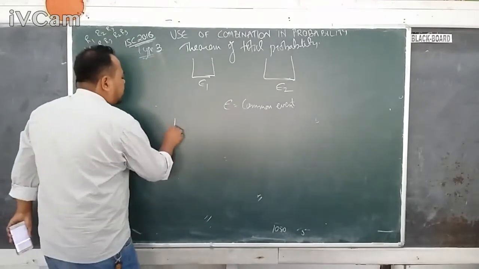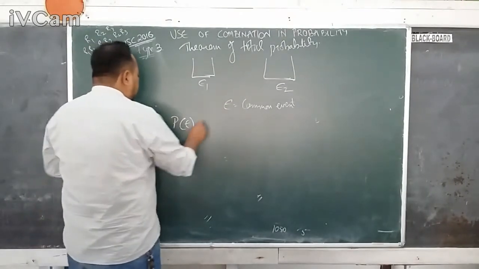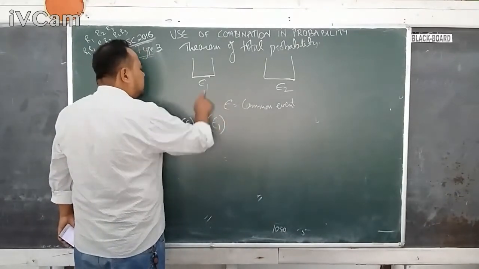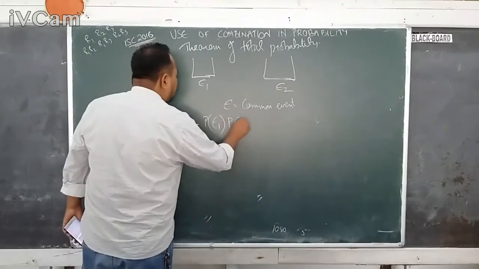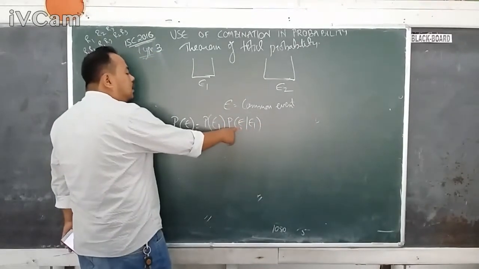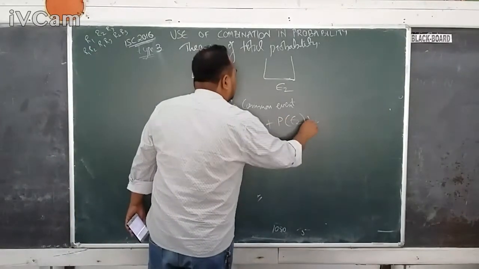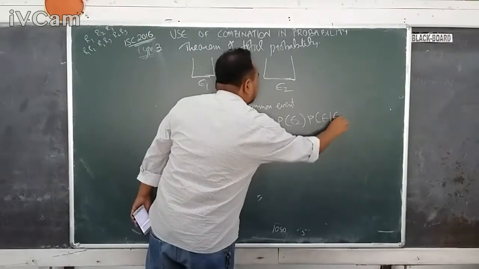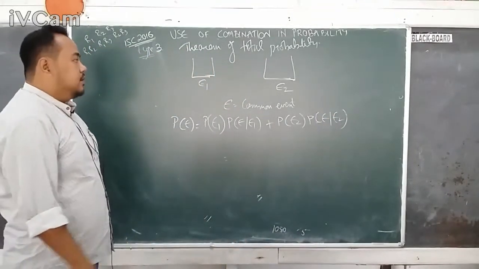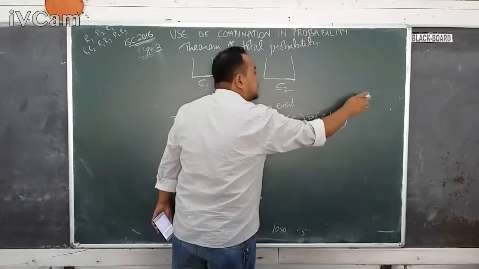So if they ask you to find the probability of the common event, then probability of E is going to be probability of E1, that means either bag A or bag B, into probability of E slash E1. E slash E1 means E, the red ball, is drawn from bag A, plus probability of E2 into probability of E slash E2. So this is called the theorem of total probability. If there are three events, there is going to be plus probability of E3 into probability of E slash E3.